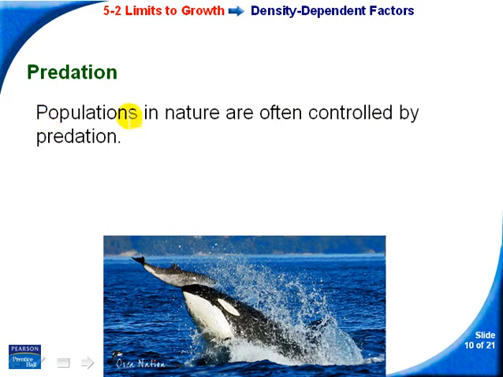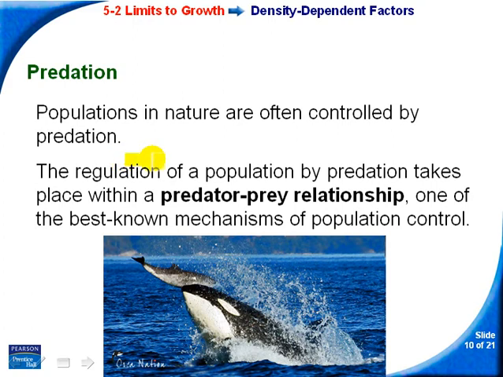Predation. And predation, we've talked about this, is the predator-prey relationship will control population. Here I like this picture because this is a killer whale eating a porpoise, or trying to catch a porpoise.